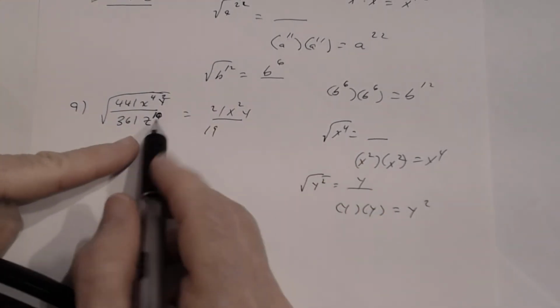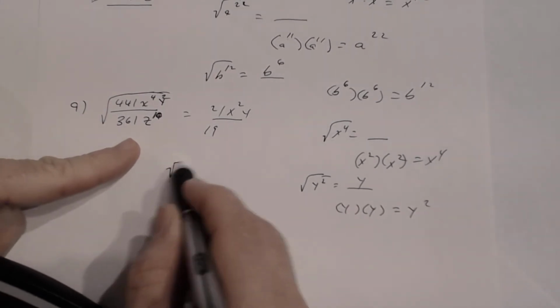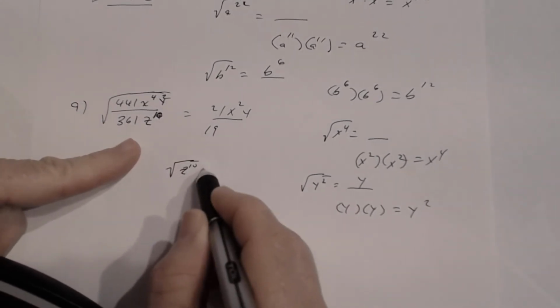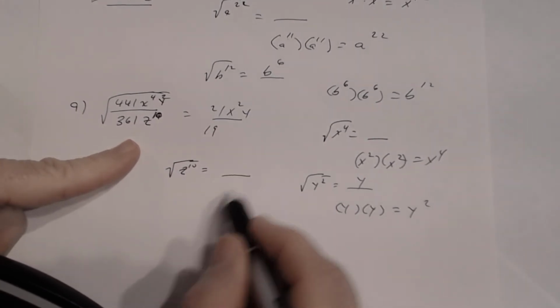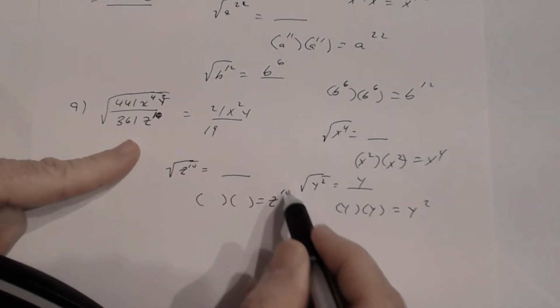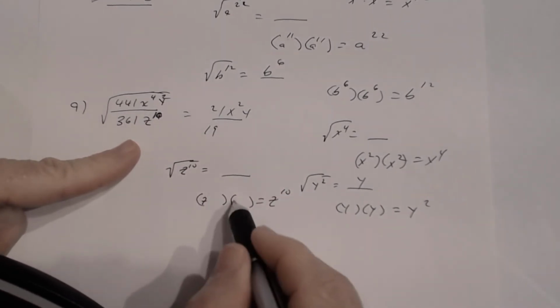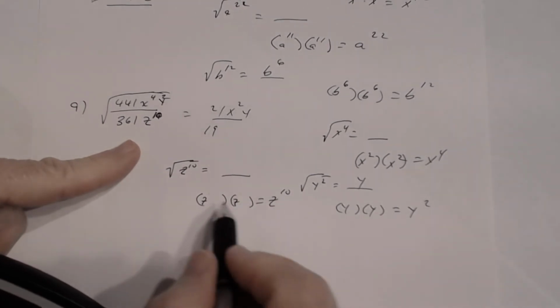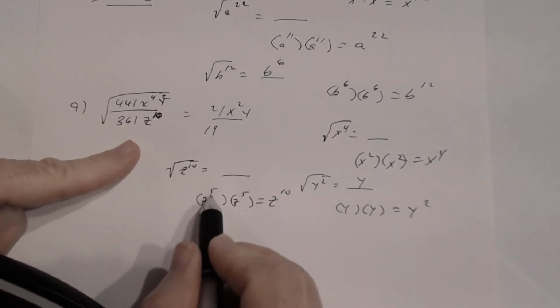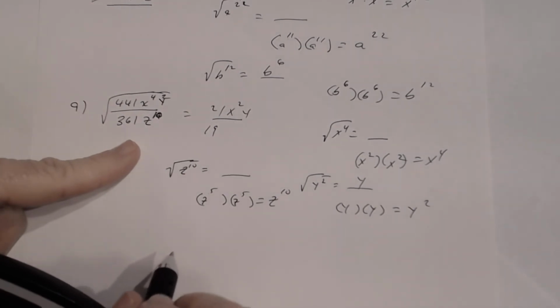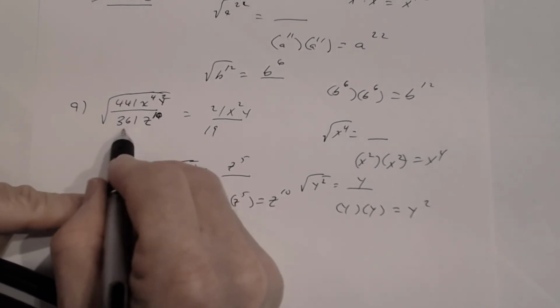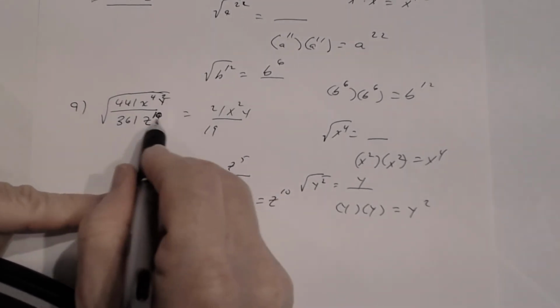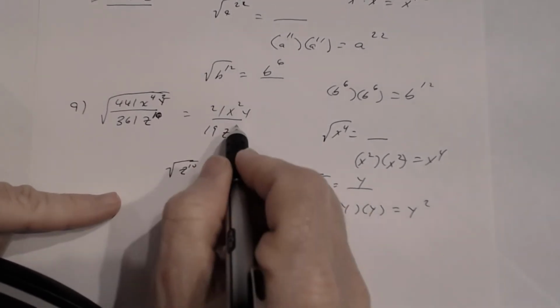Okay, now let's go about z to the 10th. What do you think is the square root of z to the 10th? Real quickly, most of you should be able to tell me right away. Okay, so think about this. What times itself twice is z to the 10th? So z to what power times z to what power is z to the 10th? So I need that to be 5, right? Because 5 plus 5 is 10. All right, so that's z to the 5th. So the denominator is going to be 19. The square root of 361 is 19. And the square root of z to the 10th is z to the 5th power.